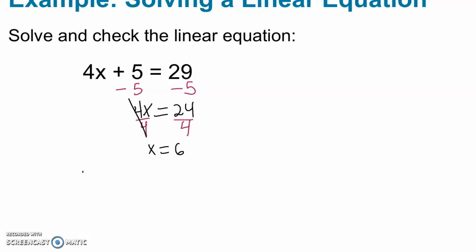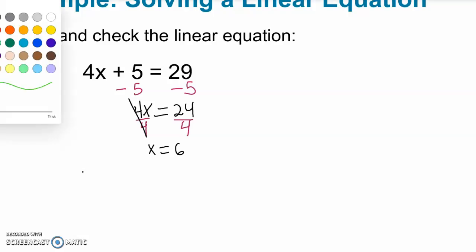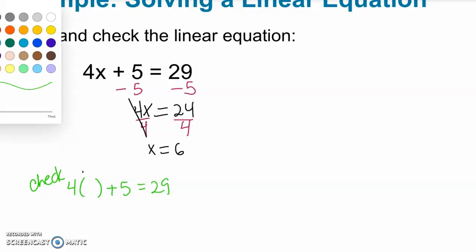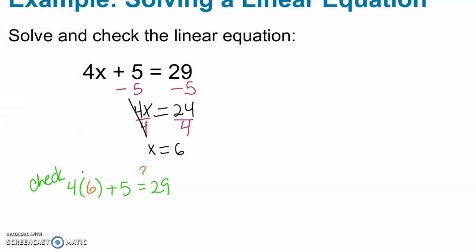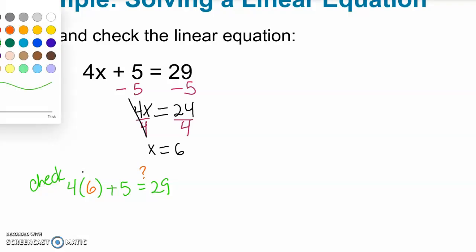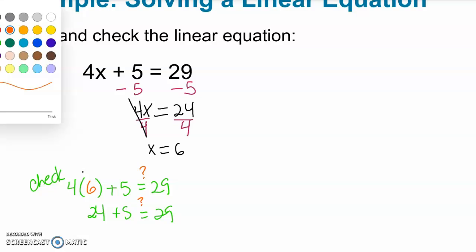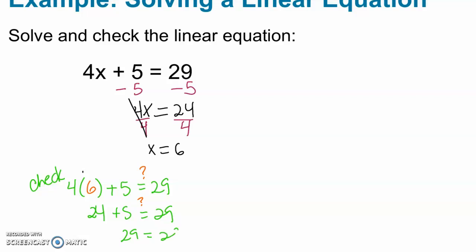I'm going to check it by going back to the original, and I put a blank spot in place of the x, and then plug in your proposed solution of 6. See if the two sides are equal. 4 times 6 is 24, plus 5, does that equal 29? And the answer is yes. The two sides are equal, so then I can say that my proposed solution of 6 is correct.